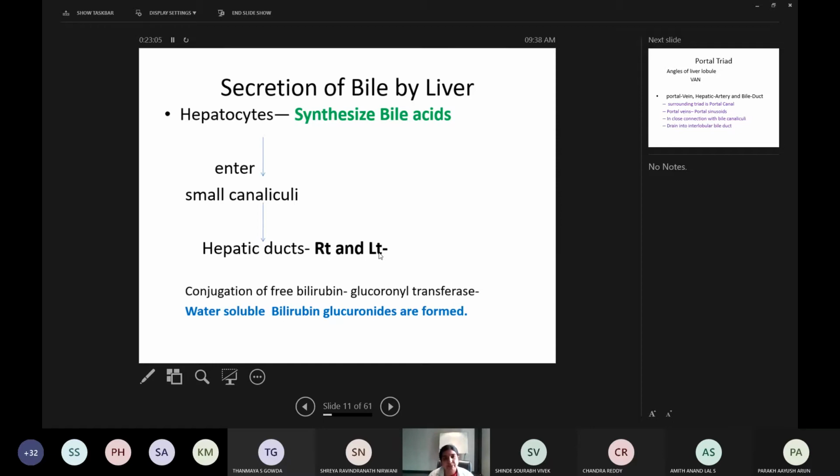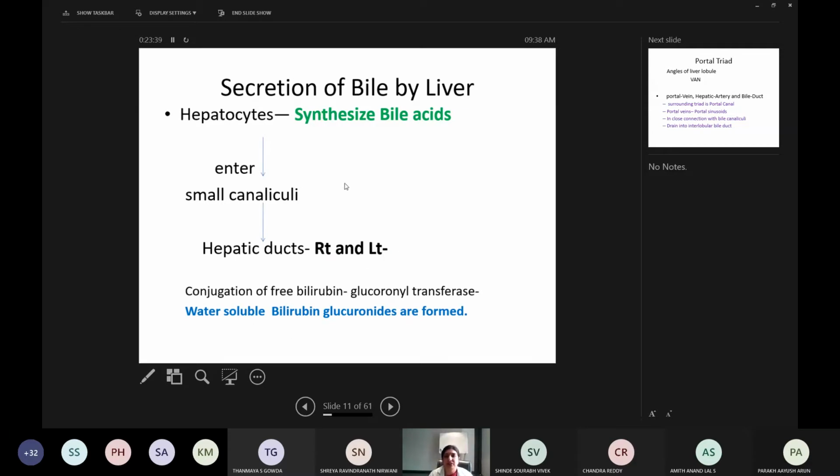This bile will enter into the cystic duct, and the cystic duct and hepatic duct together will form the common bile duct, and that will enter into the ampulla of Vater in the second part of the duodenum once the food enters into the first part of the duodenum. So this is the sequence in which the bile from the liver is synthesized and how it enters into the gallbladder and the main common bile duct.